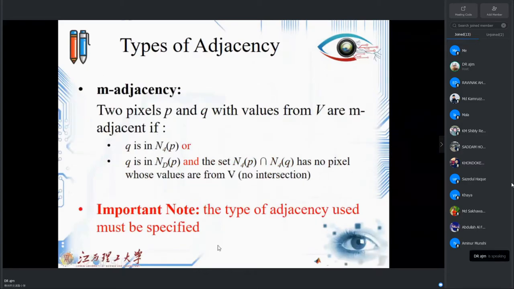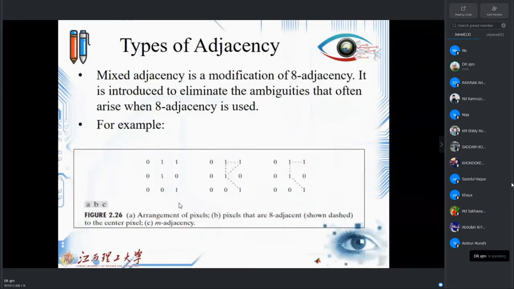An important note is that the type of adjacency used must be specified by the user, and then we can work with the pixels and this subset. Note that the mixed adjacency is a modification of the eight adjacency, and it was introduced to eliminate some ambiguities that often arise when eight adjacency is used. For example, see the arrangement of pixels shown in figure 2.26 from your book. Pixels that are eight adjacent to the center pixel we show with the dashed line here, and with the M adjacency we show it here.